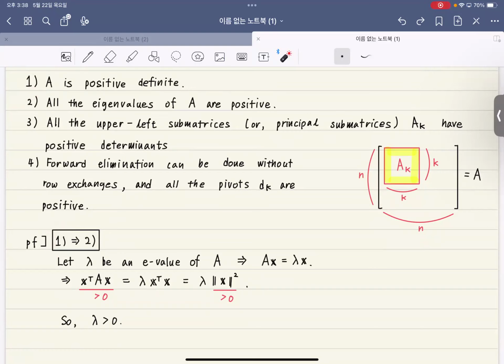Then lambda is an eigenvalue of A, so that means A times X is lambda times X. And I multiply X transpose to the left side of this equation. So X transpose times AX is lambda times X transpose times X, but X transpose times X is just the squared length of the vector X. Because we are assuming that A is positive definite, this number is also positive. So therefore, lambda also must be positive. Okay.